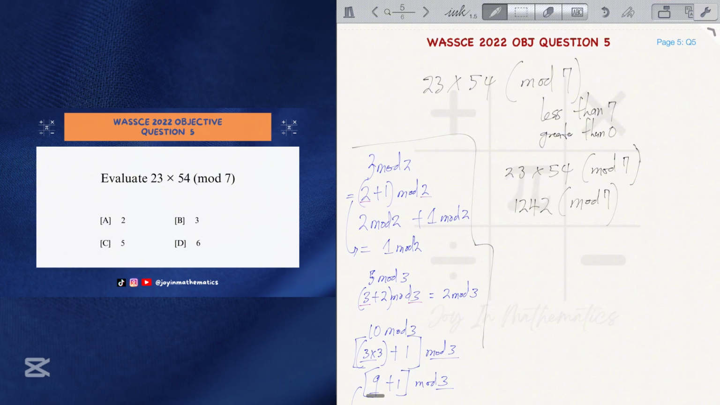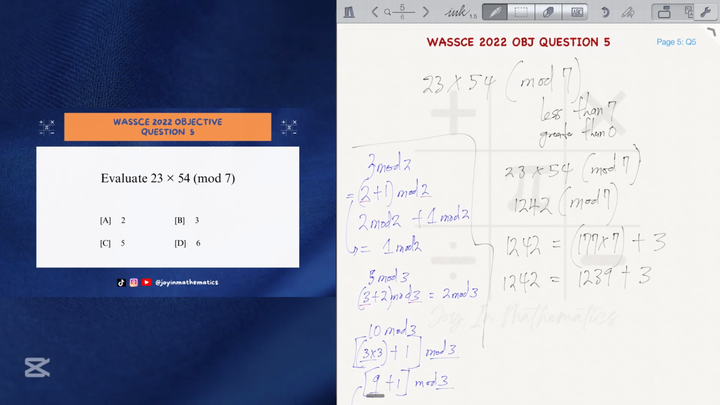Now since we are dealing with mod 7, we have to divide this by 7. If we divide 1242 by 7, we will have 1242 equals 177 multiplied by 7 plus 3. So yes, you can guess the answer from here. 1242 will be equal to 1239 plus 3.